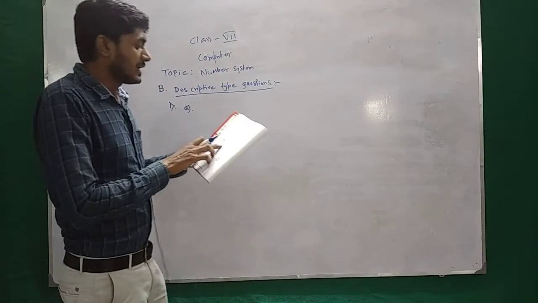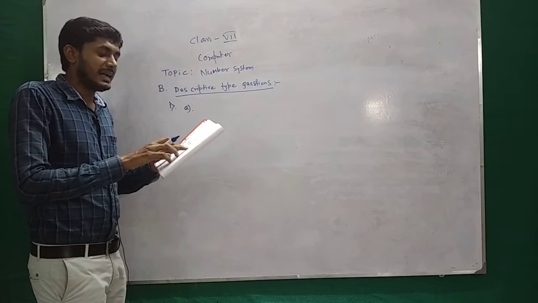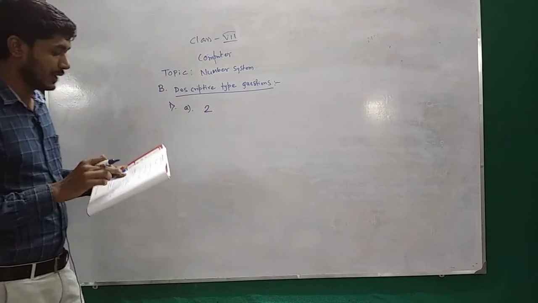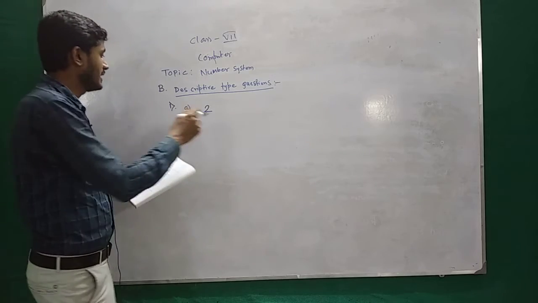So, what is the radix of the binary number system? The radix or base of the binary number system is 2. So the answer to question number 1 is 2.